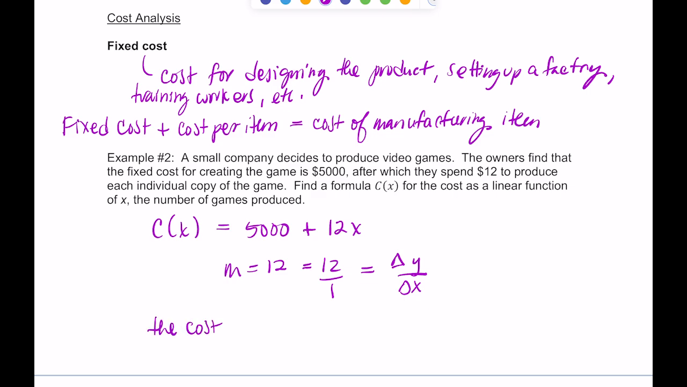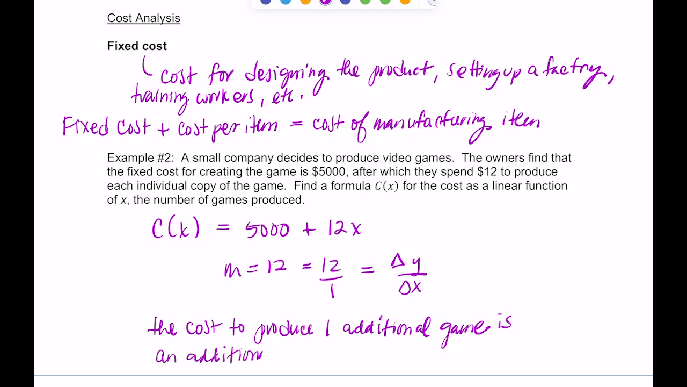So the cost to produce one additional game is an additional $12. And I'm going to say on average because it may not always be exactly 12, but it can be close to it. If we're dealing with a linear function, then it will pretty much stay constant and not change. But theoretically, it's on average.